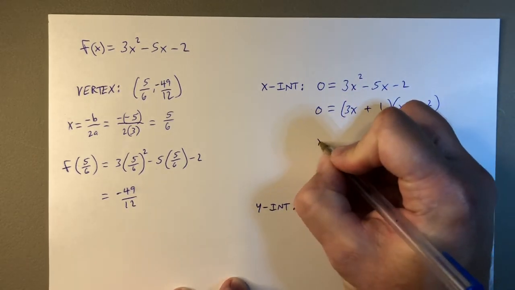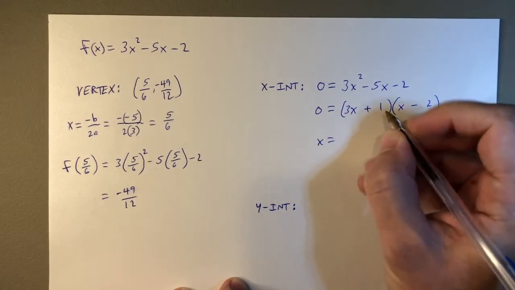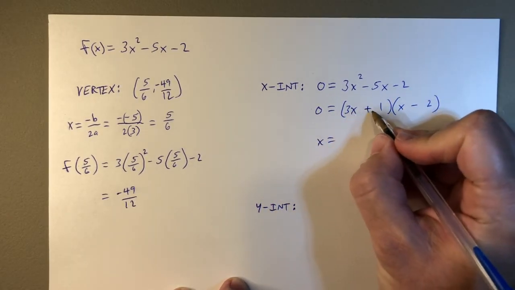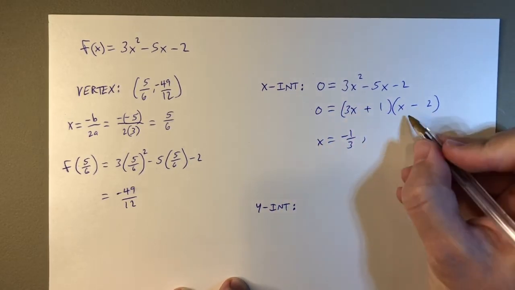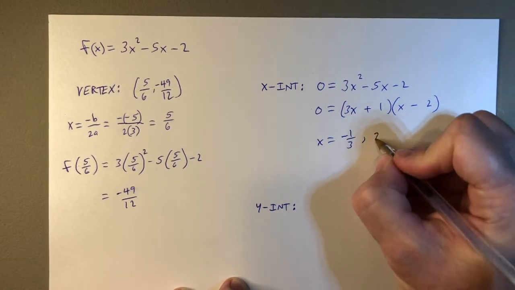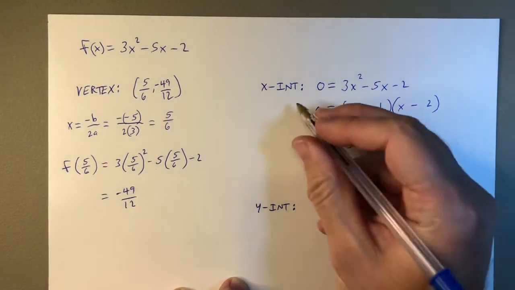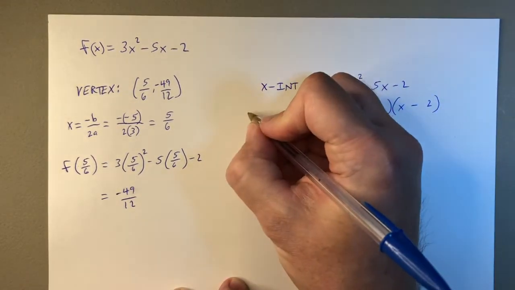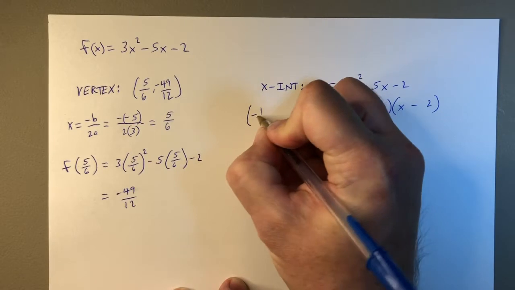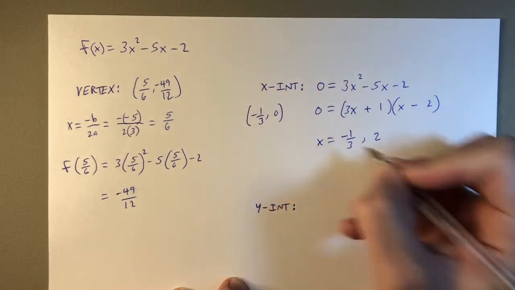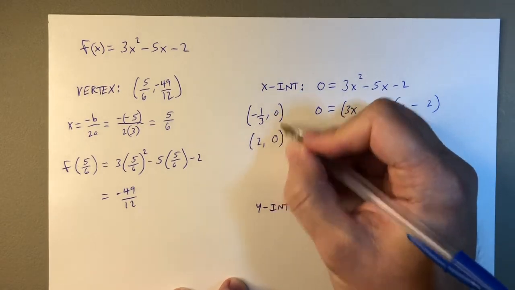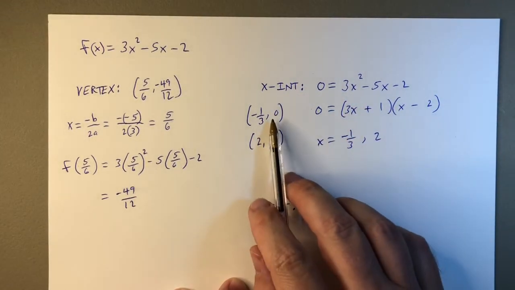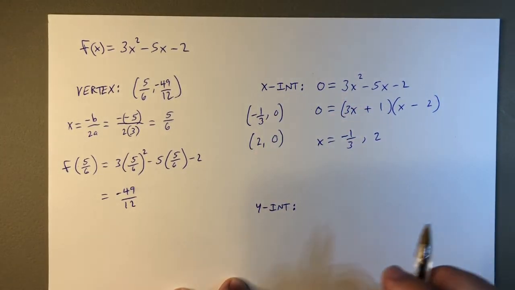Okay, so here we get what? We set each binomial equal to 0. Setting 3x plus 1 equal to 0 would give us x equals negative 1/3. Setting x minus 2 equal to 0 gives us x equals 2. So our x-intercepts would be what? Negative 1/3 comma 0, and also the point 2 comma 0. These two ordered pairs, these 2 points on the x-axis, would be our 2 x-intercepts.